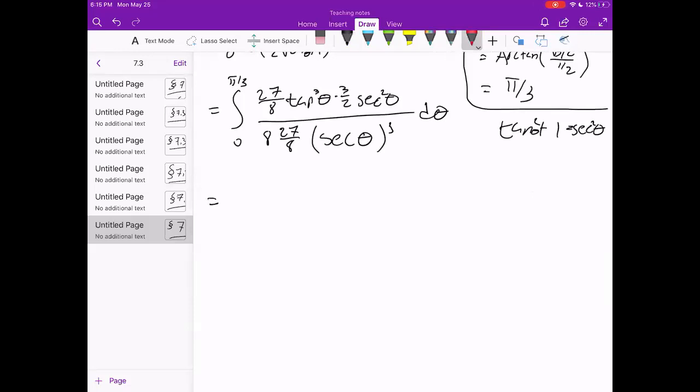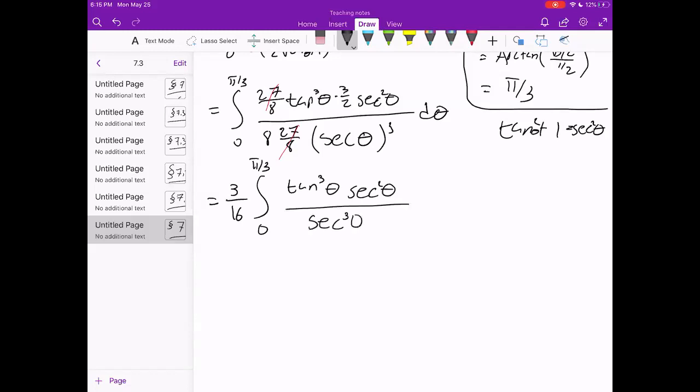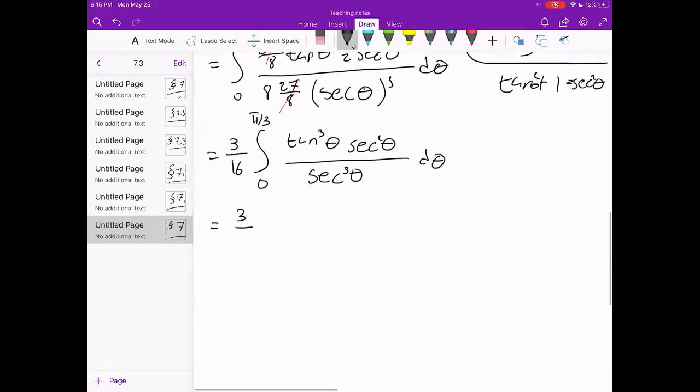Yeah, so it's looking ugly, but you can see 27 over 8 cancels there. Now I'm left with 3/2 and an 8 on bottom. That's going to be a 3/16, which I'm going to pull out front in the integral. So I have 3/16 integral from 0 to pi over 3, and now I have a tan cubed theta secant squared theta divided by secant cubed theta d theta. And let me just double check to make sure that is where we're supposed to be at right now. Yes. All right, so we can simplify some more. Haven't made any mistakes yet.